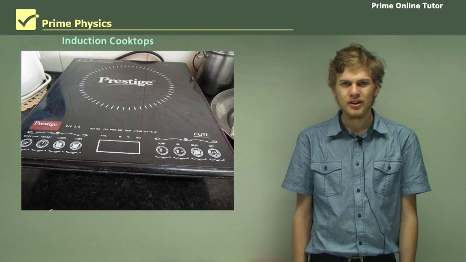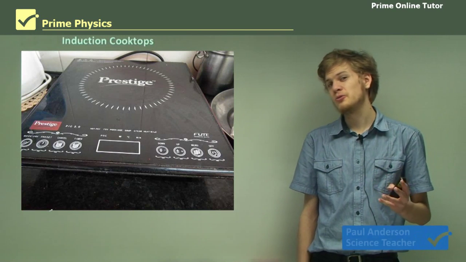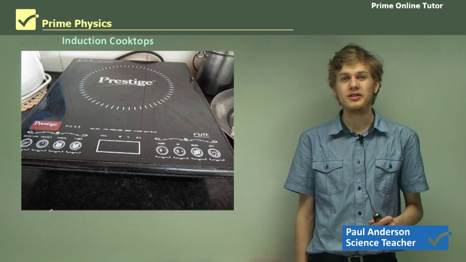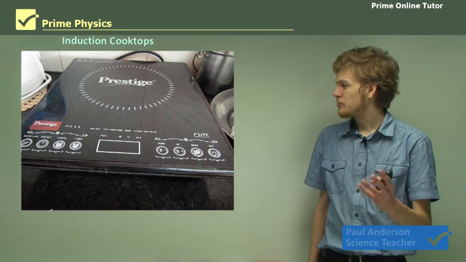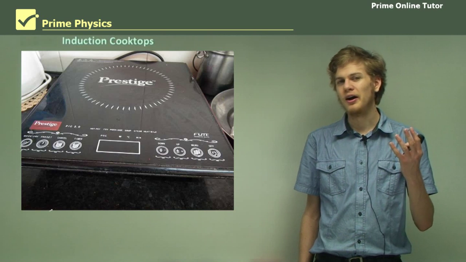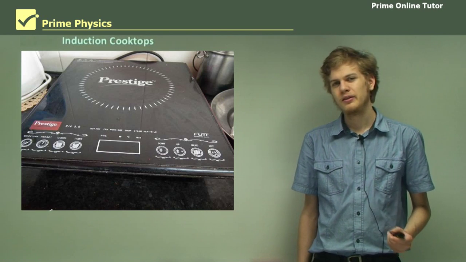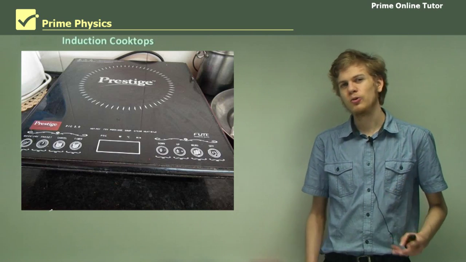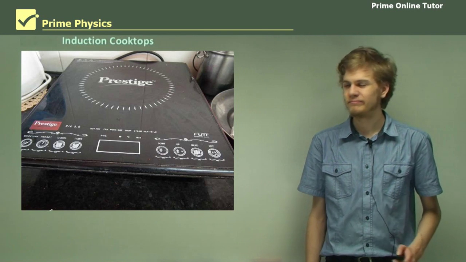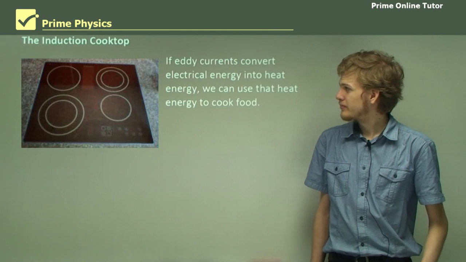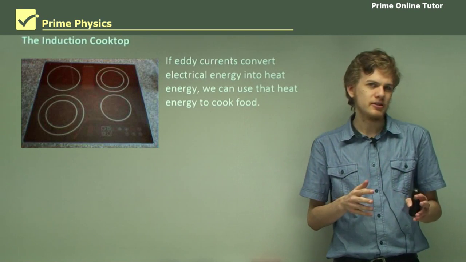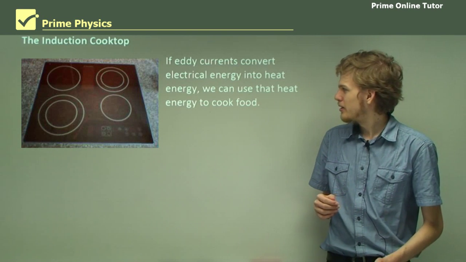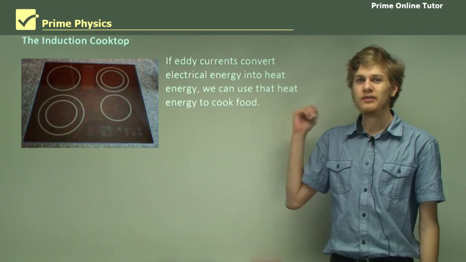Hi everyone. Today we're going to be learning about induction cooktops, which are another use of eddy currents, which we've been studying. So induction cooktops, as we can imagine, are a way of cooking food that use eddy currents in order to produce heat. Now, eddy currents convert electrical energy into heat energy, right? So we can use the heat energy to cook food.